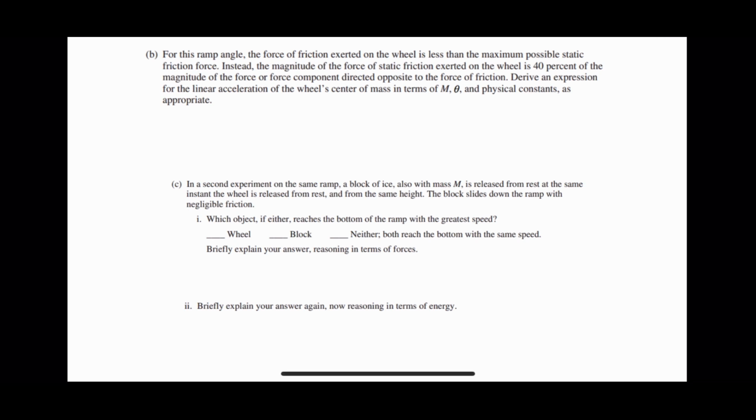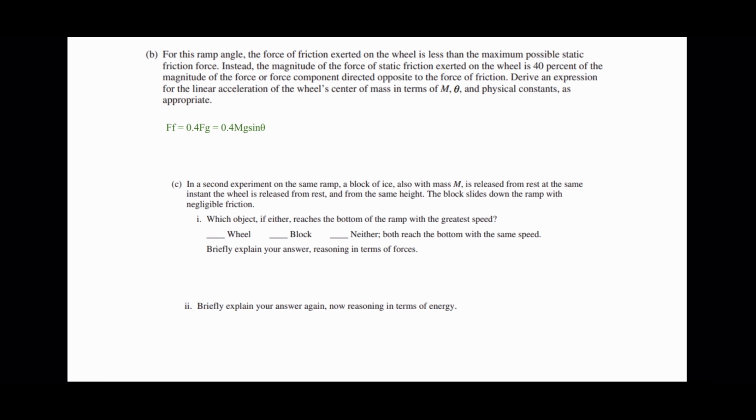So the most important thing to note here is it says directly opposite to the force of friction, and so we say the force of friction is equal to 40% of the force of gravity component. So that's what I've written out here. It says force of friction equals 0.4 times the force of gravity, which is equal to 0.4 m g sine theta.